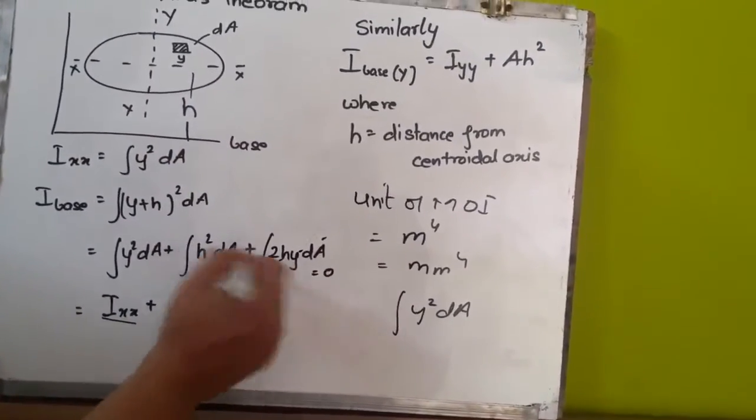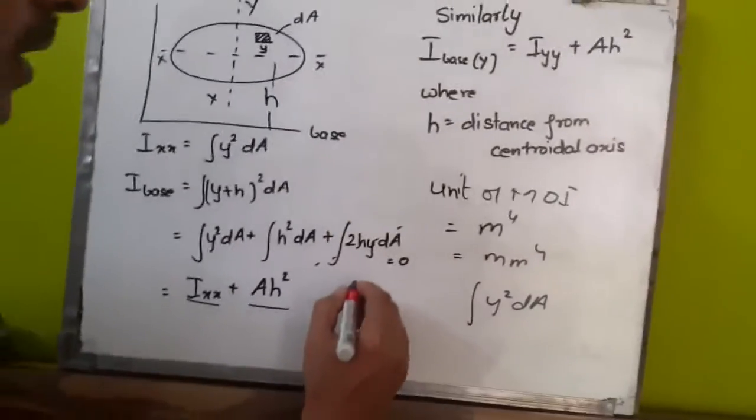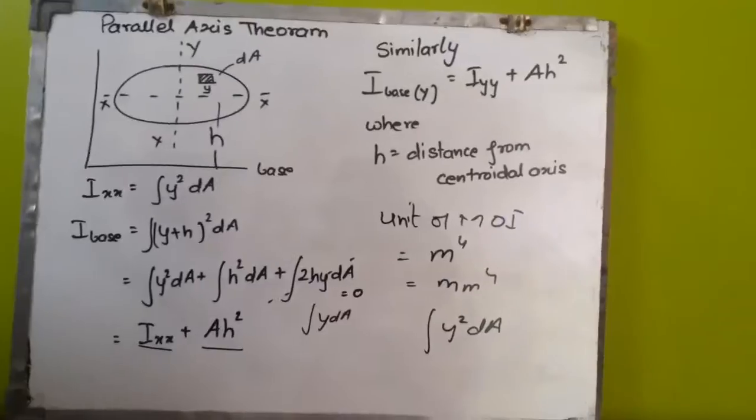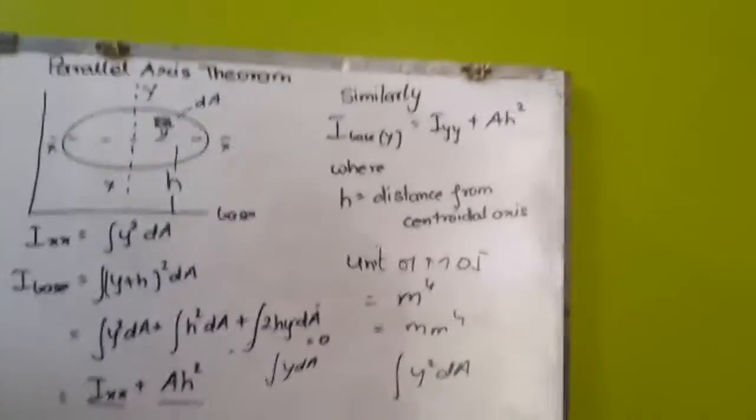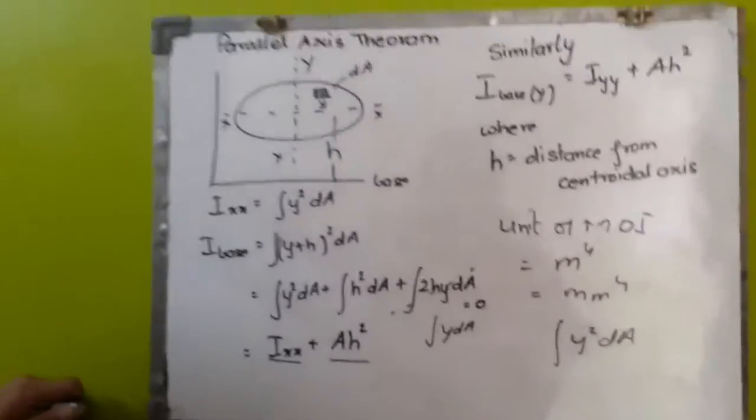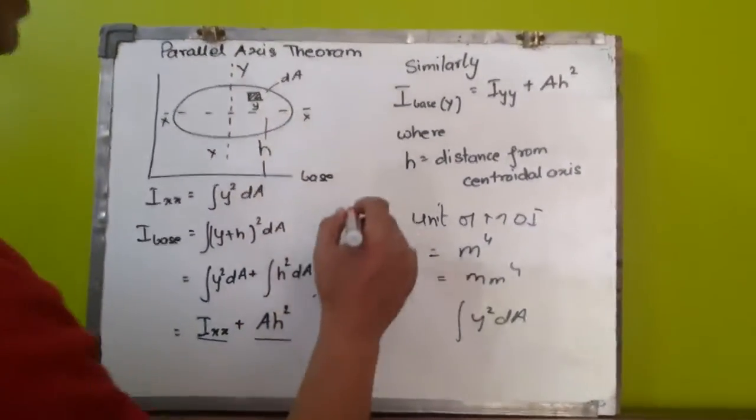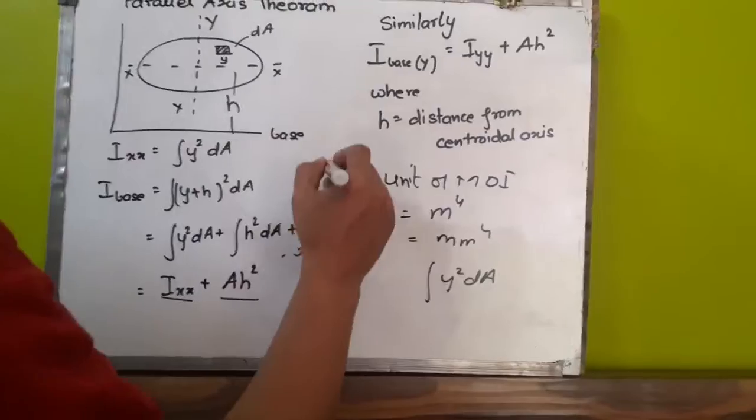Now 2 is a constant, h is a constant, we have taken it out. So what is left is integral y dA. Now integral y dA is 0. Let us see why integral y dA is 0.